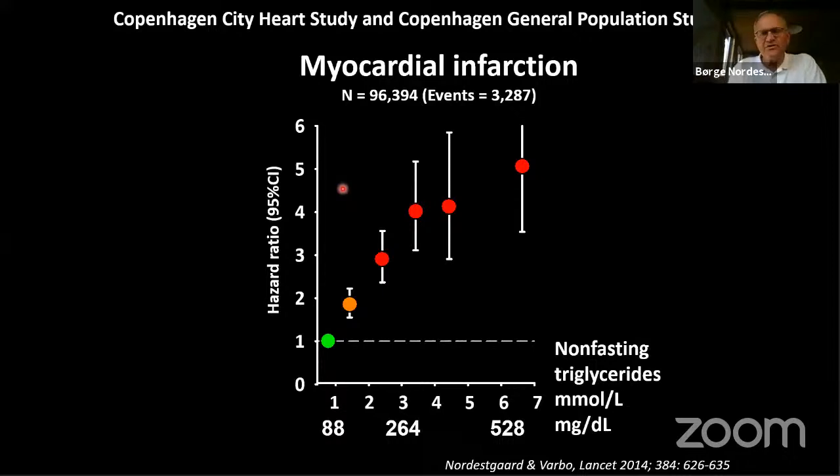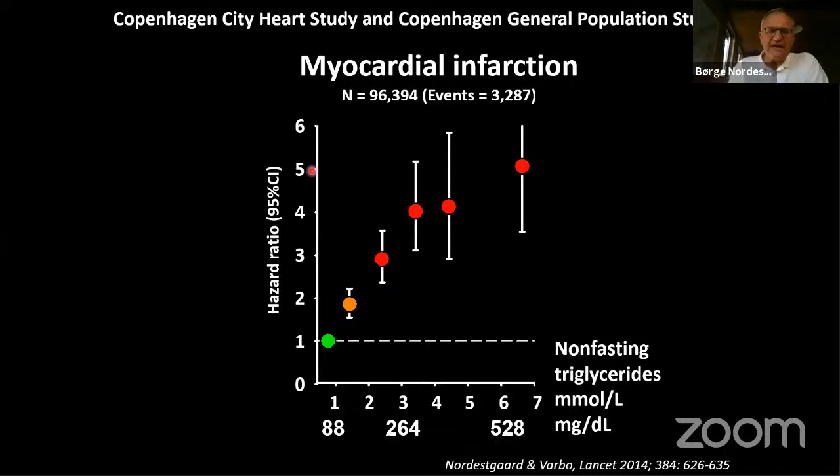And then here just ordinary epidemiology in our own studies, 100,000 people, 3,300 events. We followed people for up to 30 years with single non-fasting triglyceride measurements. The reference being the ones that had less than 88 milligram per deciliter, and then higher and higher risk just from a single measurement of non-fasting plasma triglycerides. Here above 528 milligram per deciliter or above 6 millimole per liter, they had a 5-fold risk of myocardial infarction.